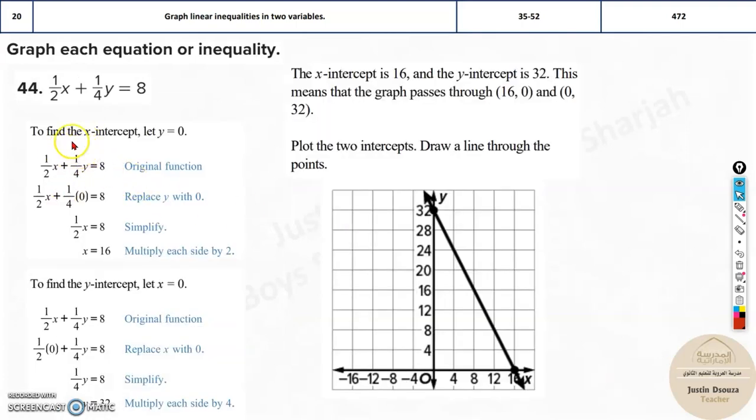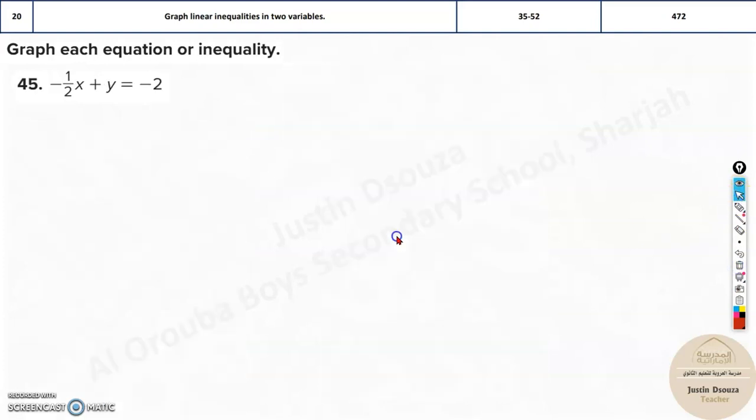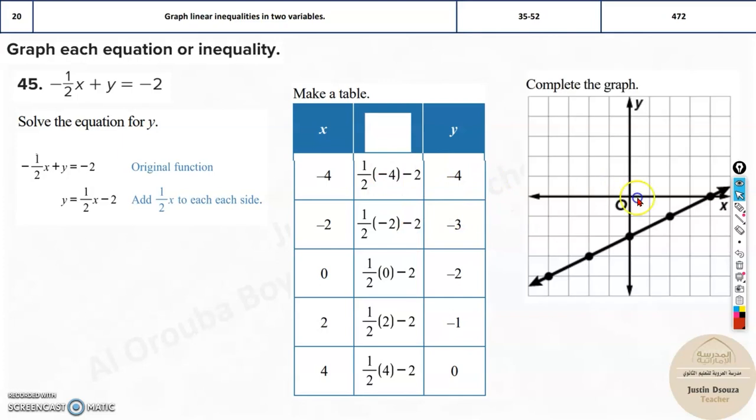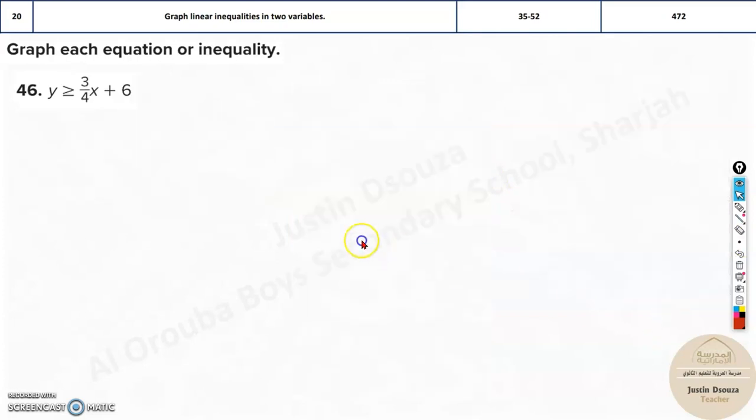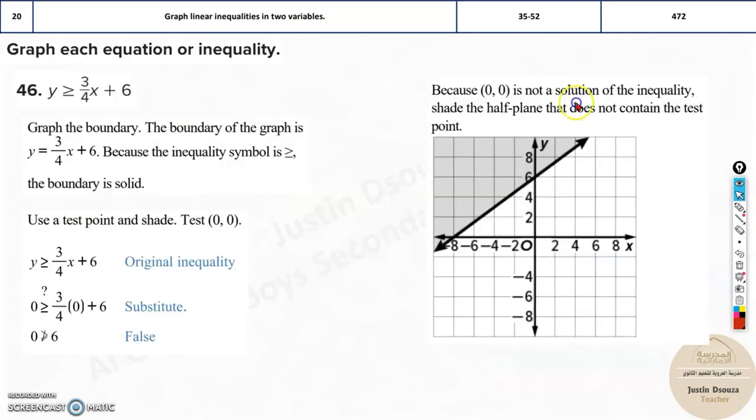Here the intercept method is used. You know, x-intercept means y is 0 and find the answer. And x-intercept is 16. Y-intercept is 32. And just joining them. That is also possible. Table method, various methods are possible. So it's up to you. You can choose any of these methods. All the answers are there.